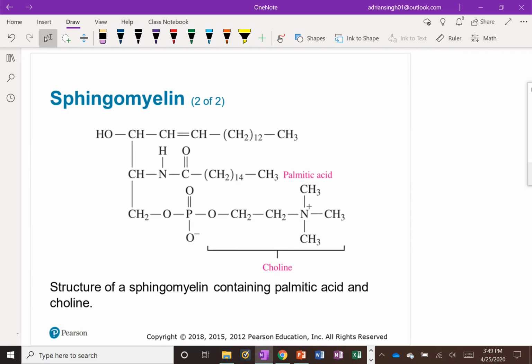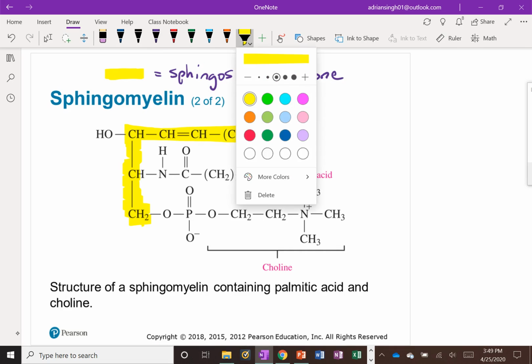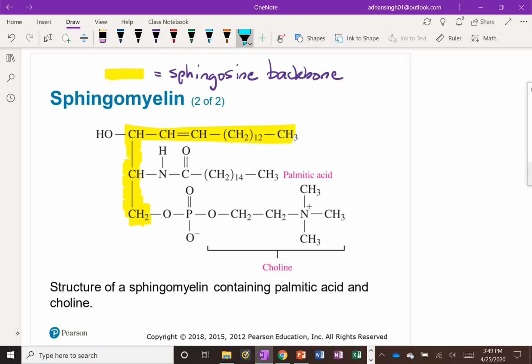All right, so here's the typical sphingomyelin molecule. Let's identify the different regions of it. We'll highlight in yellow the backbone. This is the backbone of the sphingomyelin, which is the sphingosine. So the yellow here is the sphingosine backbone. In blue, we're going to highlight the fatty acid.